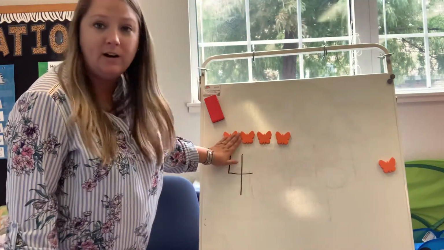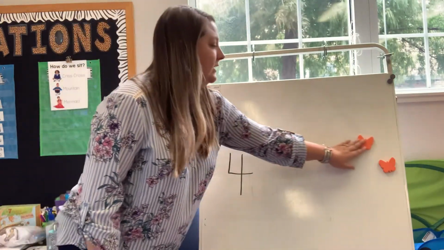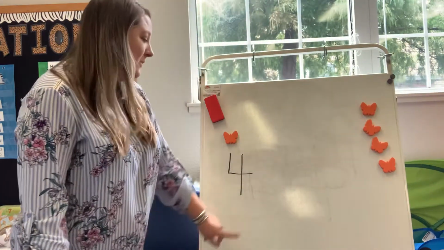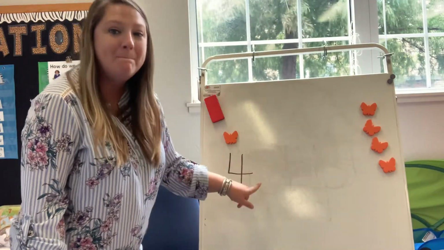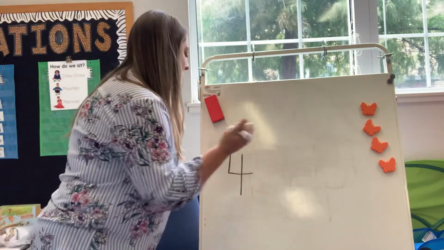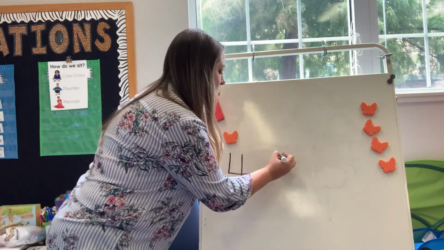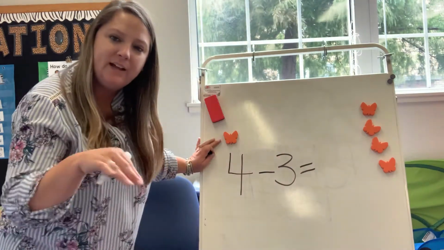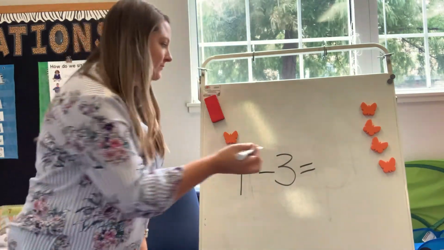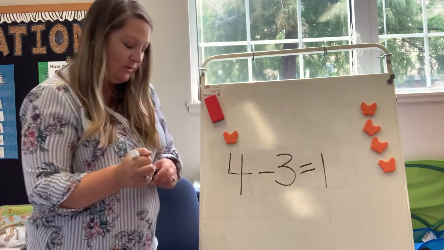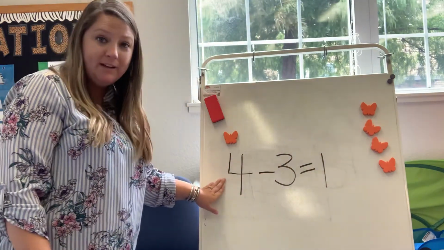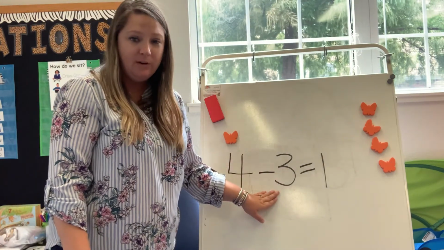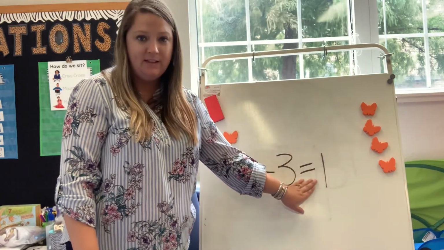Okay, so I had 4, so I'm gonna take 1, 2, 3 and take them away. So I'm not gonna say plus 3, I'm gonna say minus 3. So I'm gonna draw a minus. Minus 3 equals, how many butterflies now are flying around? Just 1. Let's see if this matches my math story, okay? I saw 4 butterflies flying. 3 butterflies went to land in the flowers, and only 1 butterfly was left flying.